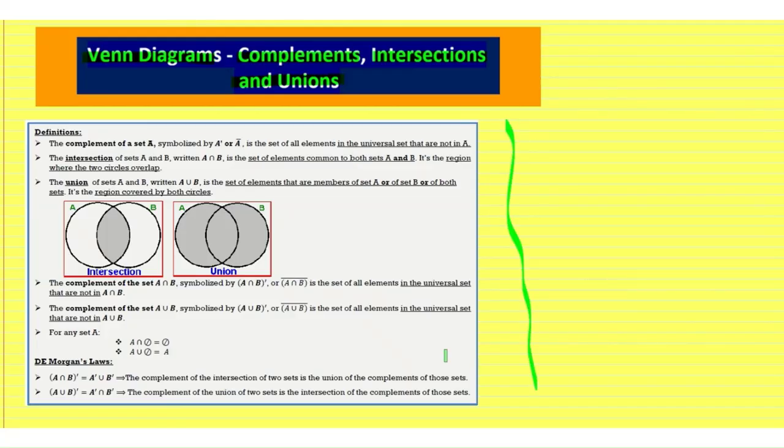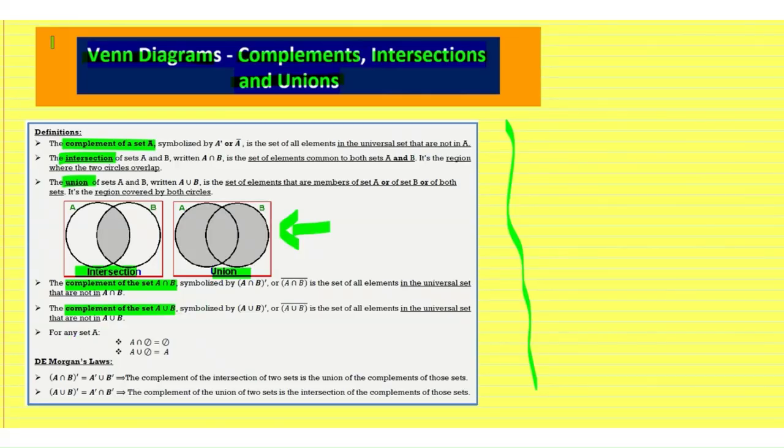Here is a lot of information about these concepts. There are some definitions and things. At the top, we have the complement of set A. We have the intersection of two sets. We also have the union of two sets. Here are two visuals of what an intersection and a union look like. And then we have more information about different kinds of complements: the complement of the intersection of two sets and the complement of the union of two sets.